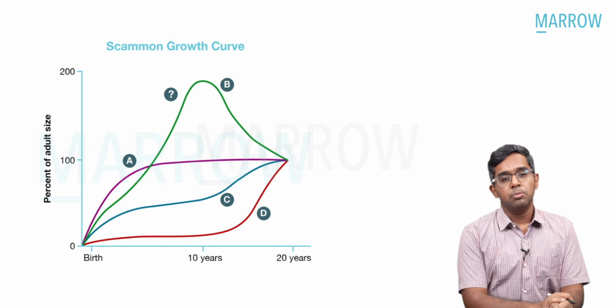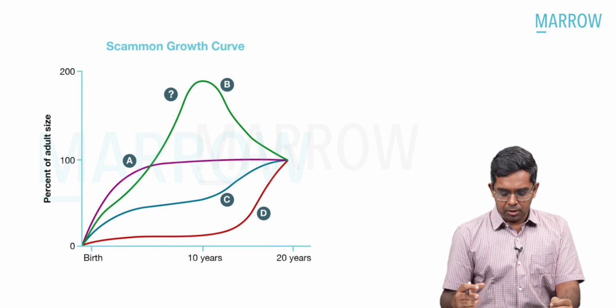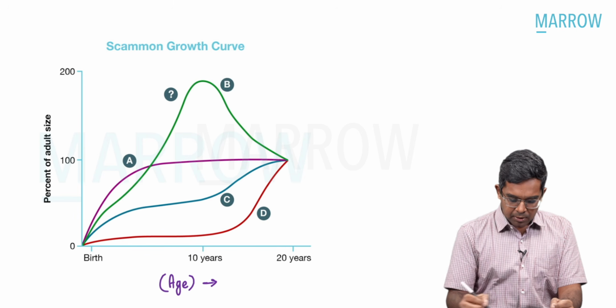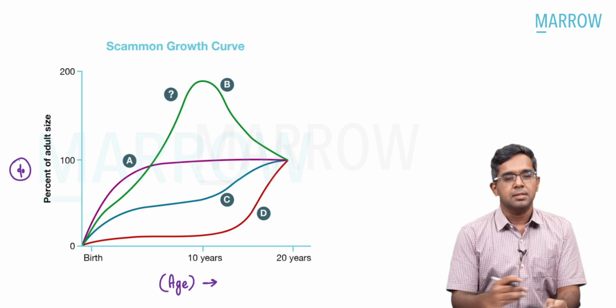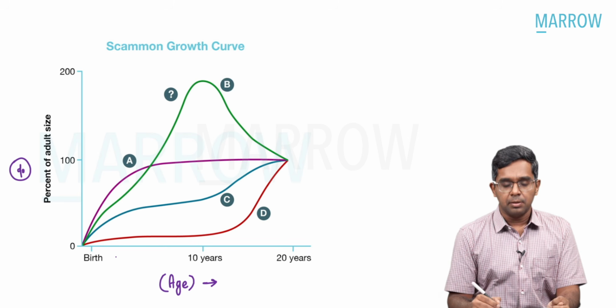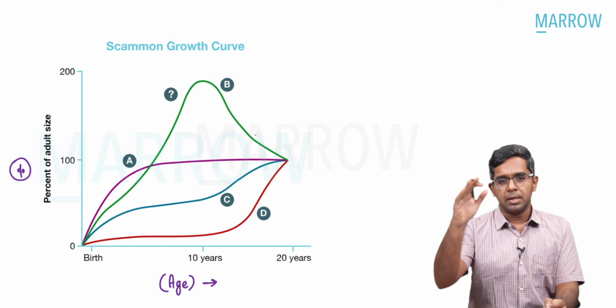This is called the Scammon's growth curve, where age is on the x-axis and percentage of the adult size is on the y-axis. You can see curve number A. Curve number A, you can see that it is like a parabolic curve.